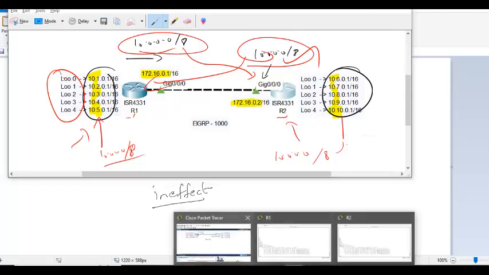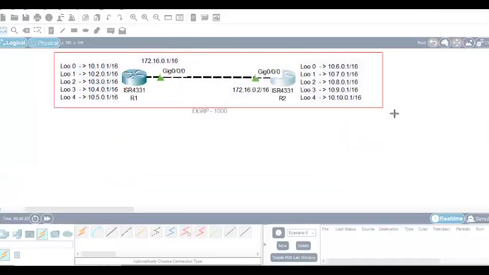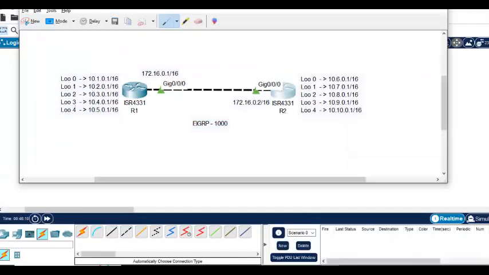What can we do? In RIP, it is very difficult to do that. You need to write some filter list and all. When we come to CCIE level, I'll show you how to do that in RIP. But now, I do not want to advertise these things. How can we do that? In EIGRP, it is very easy. We can use something called wildcard mask.